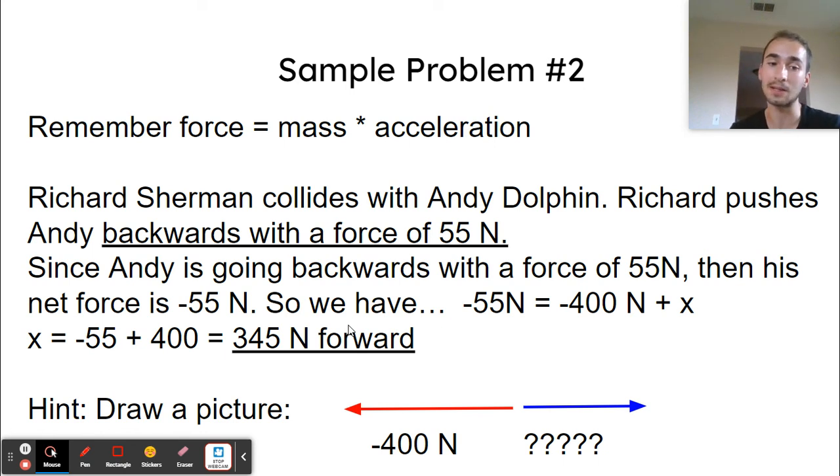So he didn't get hurt as badly as if he wasn't moving at all. Okay? He was actually pushing a lot forward. It's just that the force was enough to knock him way over. Okay? That is how you solve it.